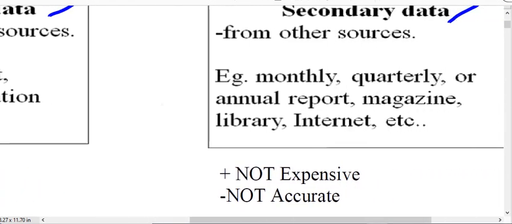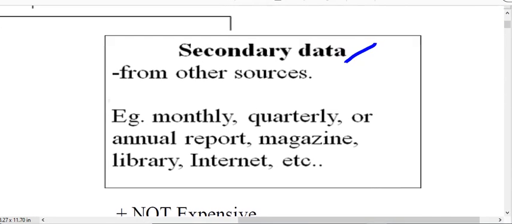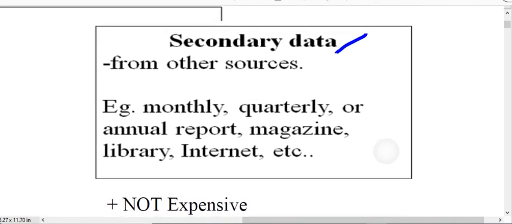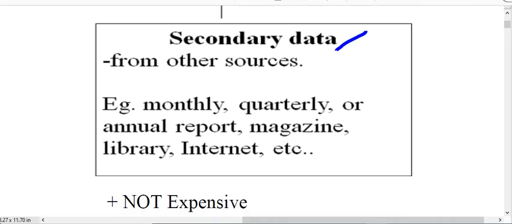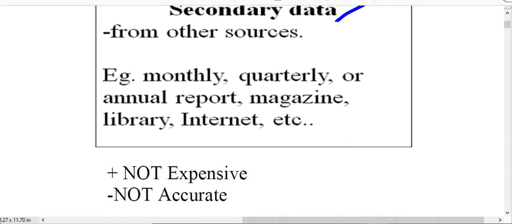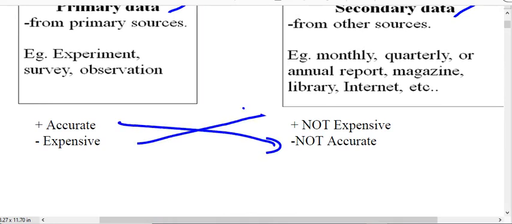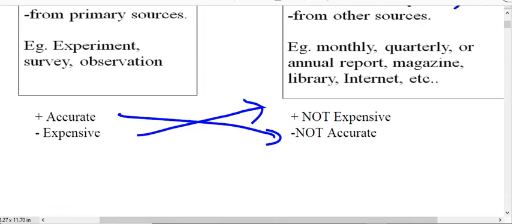How do I explain secondary data then? Secondary data is from other sources. For example, annual report. You just need one example, that's enough, full stop. The advantage is it is not expensive on the expenses. The disadvantage is it is not accurate because it is from other sources. The data is not accurate because it is taken from other sources. Just like that, just the alternate one. See? Just the alternate. So far okay? Okay, let us proceed.